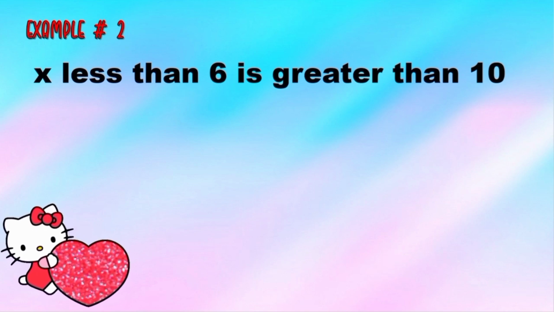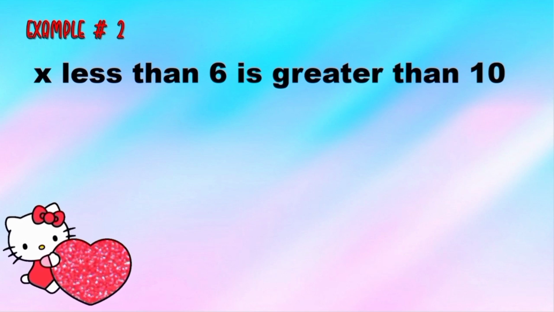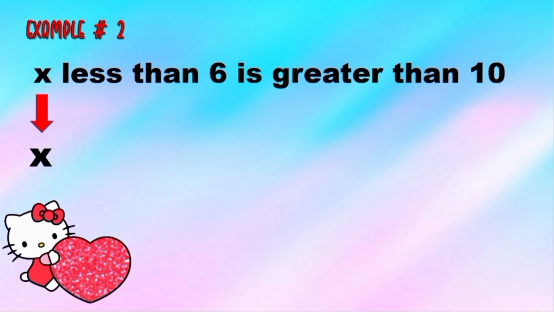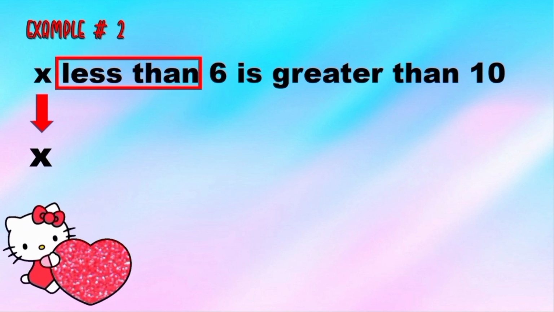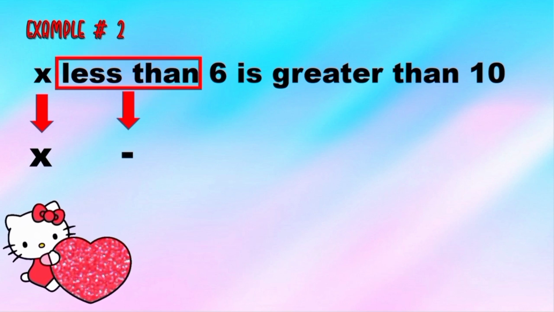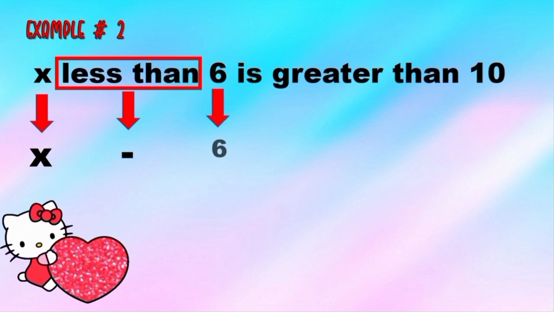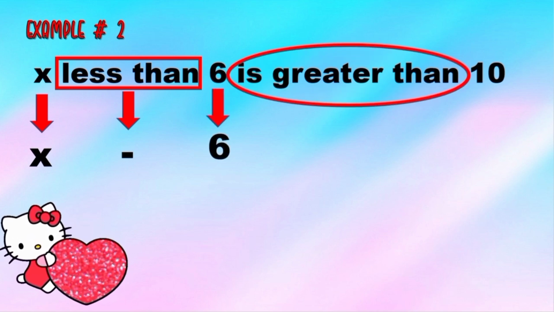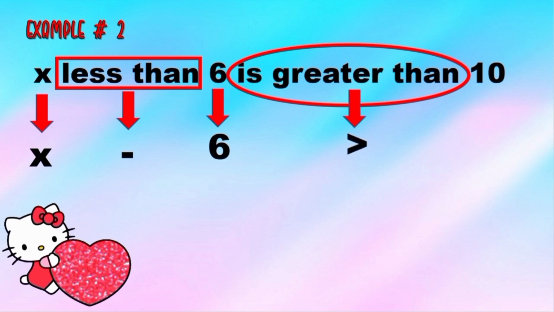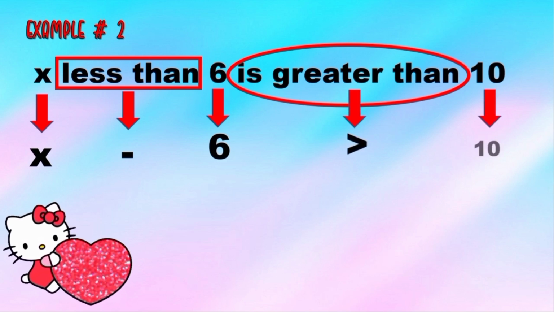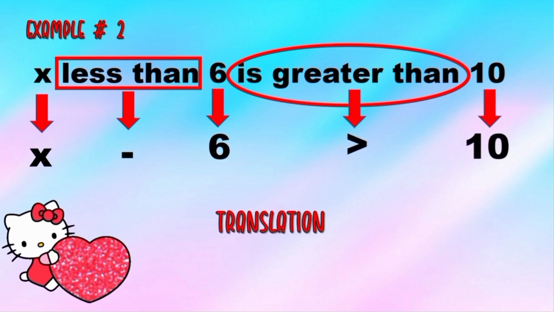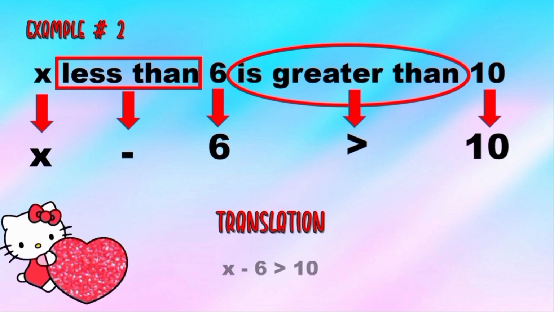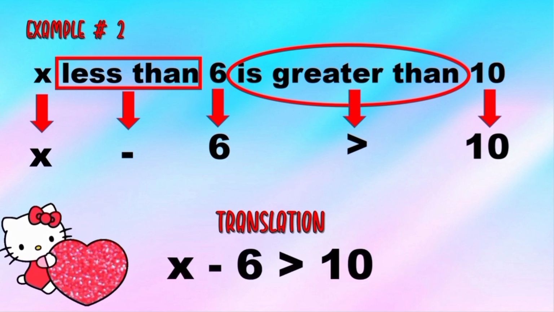Example number 2. X less than 6 is greater than 10. First, bring down x. The symbol for less than is subtraction. Then bring down 6. The symbol for is greater than is this symbol. Then bring down 10. Translating this to mathematical equation, we have x minus 6 is greater than 10.